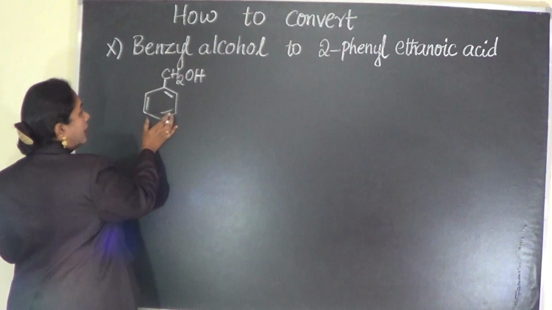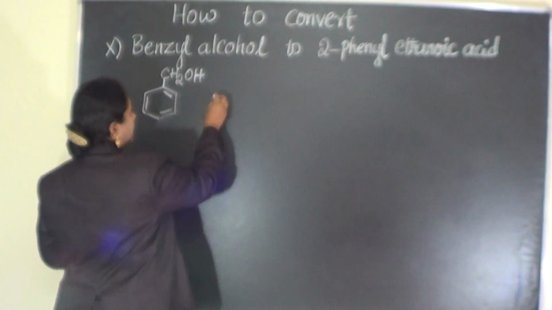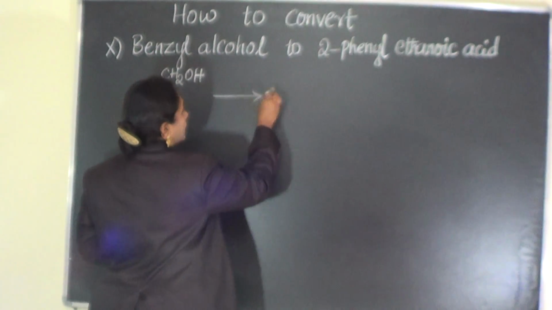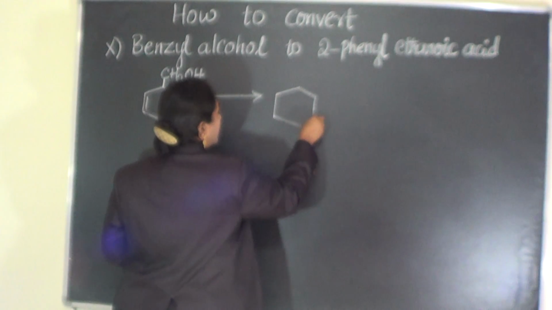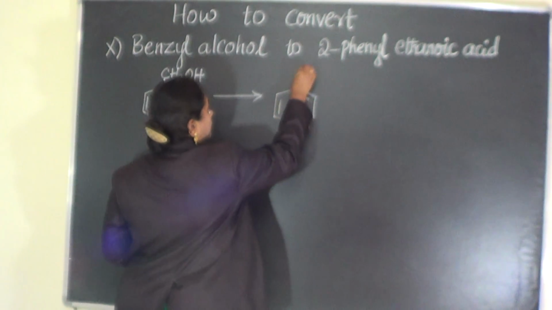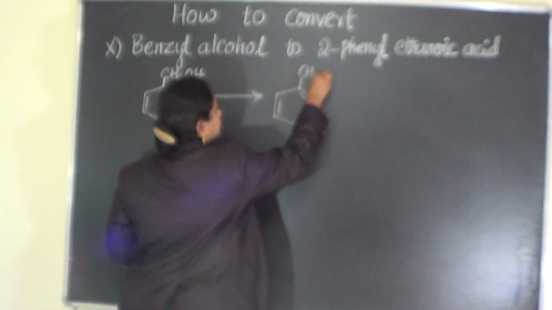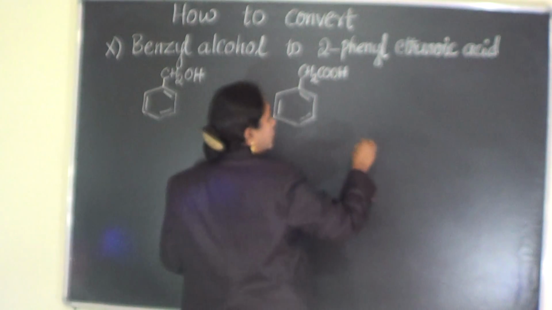Because C6H5CH2 is called the benzyl group. This benzyl alcohol has to be converted into 2-phenyl ethanoic acid, C6H5CH2COOH. Now what is this ethanoic acid?